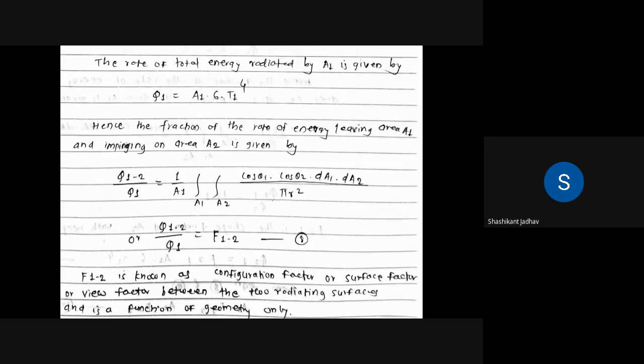So already we have calculated the Q122 and we have calculated the equation of the Q1. So take the ratio of these two, then we get the equation as 1 upon A1, because sigma T1 raised to 4 and sigma T1 raised to 4 will cancel. So what is the remaining term? That is 1 upon A1 integration with respect to A1, integration with respect to A2, cos theta 1, cos theta 2 into dA1 into dA2 divided by pi r square.